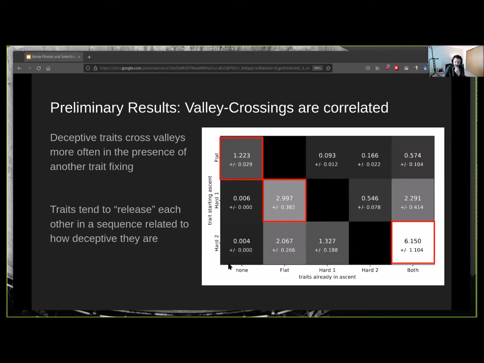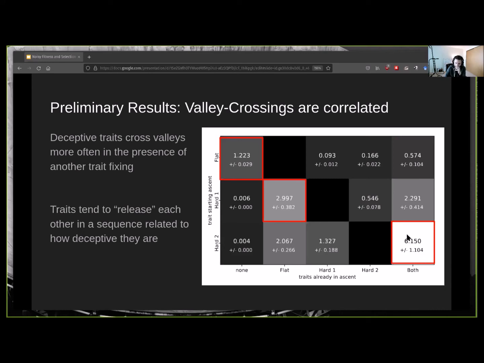So for example, we find that the plateau trait crosses its, quote unquote, valley. It crosses the plateau more often than chance when nothing else is going on in the system. But the medium deceptive and extremely deceptive traits cross their valleys 3 times more likely when the plateau trait is crossing its valley, and 6 times more likely for the really deceptive trait when both the plateau trait and the medium deceptive trait are already crossing their valleys.